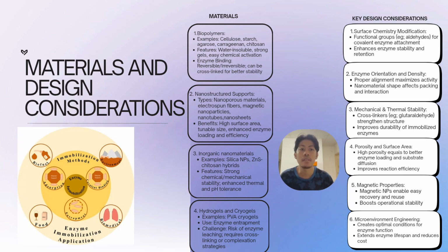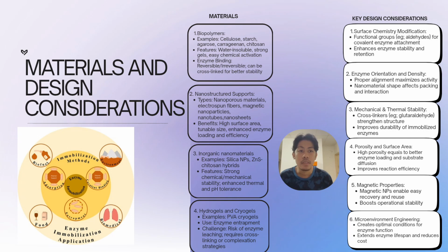Okay, we go into the next, mechanical and thermal stability. The first point is cross-linkers. For example, glutaraldehyde strengthens structure. The second one is improved durability of immobilized enzyme. Now we go into the next, porosity and surface area. The first point is high porosity equals better enzyme loading and substrate diffusion. The second one is improved reaction efficiency.